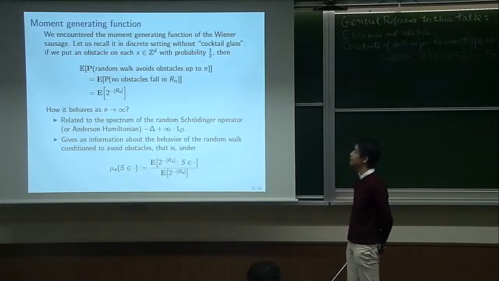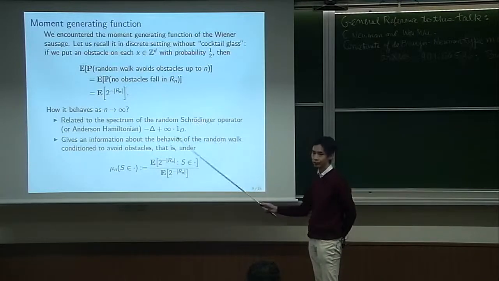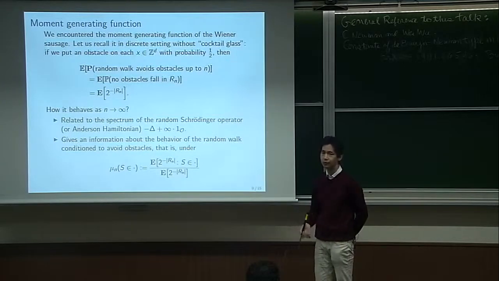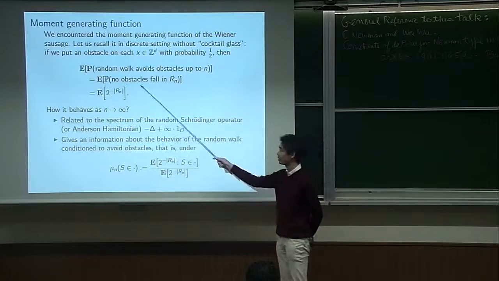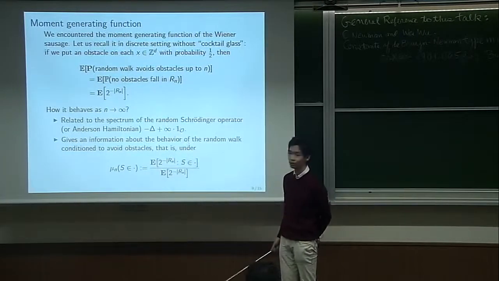Now I'm interested in the behavior as n goes to infinity. This was studied by Donsker and Varadhan in the 1970s, and the original motivation comes from the study of random Schrödinger operators of this form. If you want to know some spectral behavior of the random Schrödinger operator, then you use some Abelian theorem to relate that to this kind of quantity. But I don't have enough time to go into this detail.